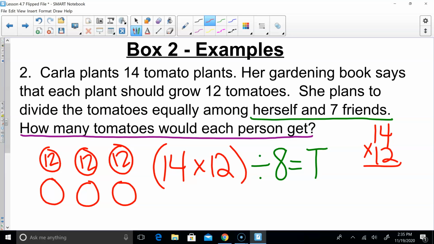14 times 12. 2 times 4 is 8. 2 times 1 is 2. Now that we're in the tens place value, put a 0 right here. 1 times 4 is 4. 1 times 1 is 1. So she's going to get 168 tomatoes from her garden, which is great.